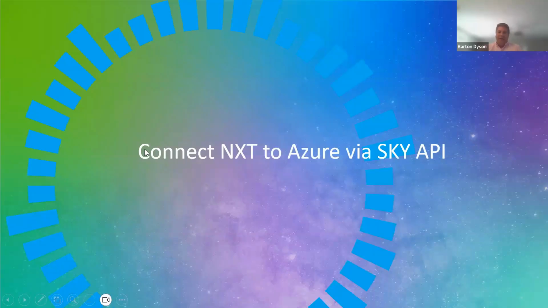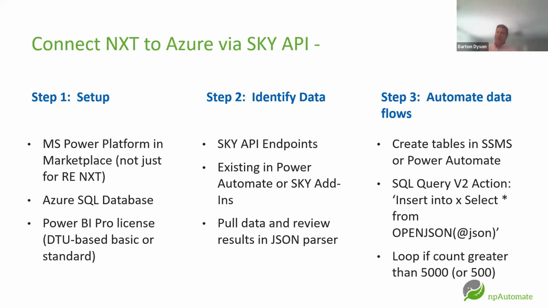So again, getting back to the hard part, what does it take to connect NXT to Azure via the Sky API? I mentioned earlier, we like to use the Microsoft Power Platform. Now, sometimes that's Power Automate, and sometimes that's Azure Logic Apps based on what an organization prefers. You can really use either one to get data out of Blackbaud's different API endpoints or Sky API endpoints and get them over to what we recommend, Azure SQL.